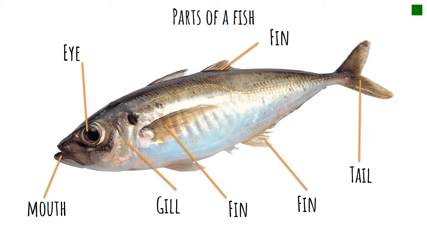Now let's learn how to label the body part of a fish. Can you see the eye moving? Yes. This is the eye of a fish. This is the eye. This is the mouth. This is the gills. A fish uses its gills to breathe. This is the first fin, the second fin, the third fin, and the tail. The tail is also a fin, but it's a tail fin.